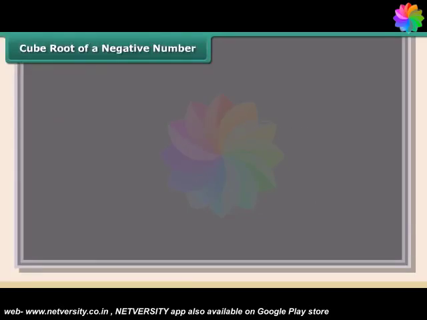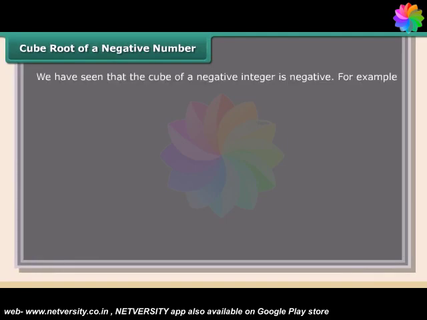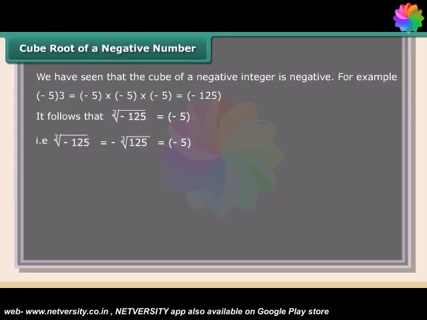Cube root of a negative number. We have seen that the cube of a negative integer is negative. For example, (−5) cubed is equal to −5 × −5 × −5, which equals −125. It follows that the cube root of −125 is equal to −5. That is, the cube root of −125 is equal to minus the cube root of 125, that is, −5.